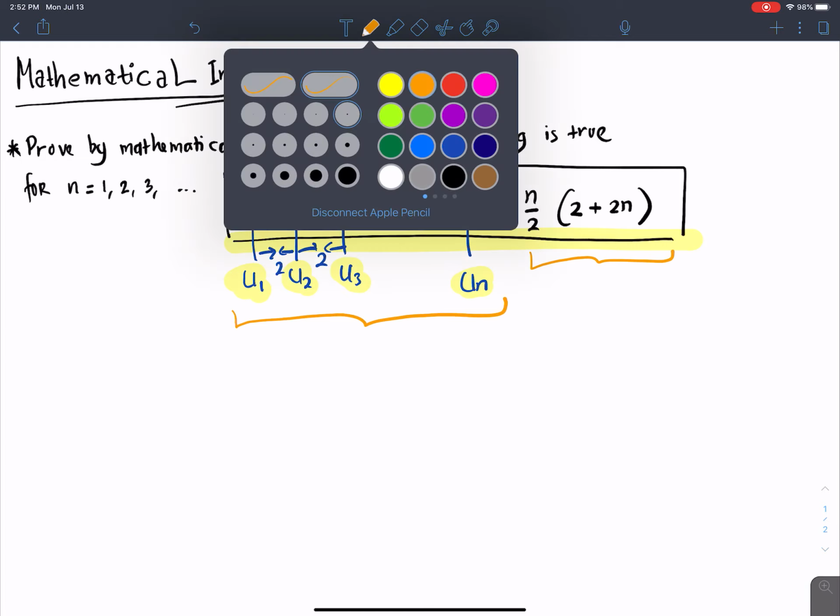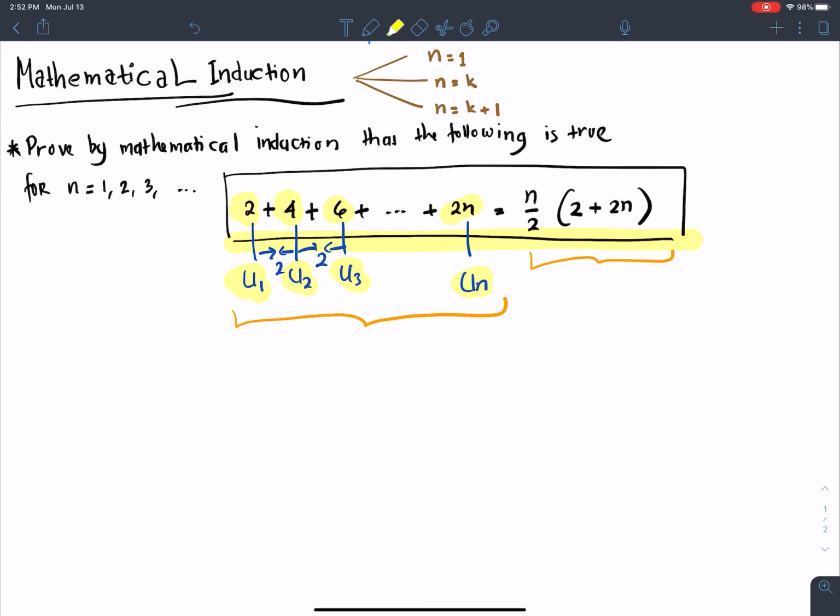Okay, so let's see how the process goes. We start with step 1 here, then step 2 the assumption, and then step 3 to prove it. Okay, so let's put in step 1.